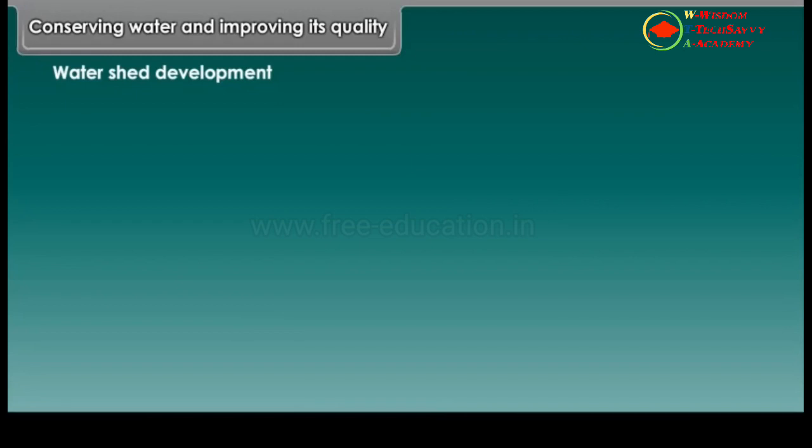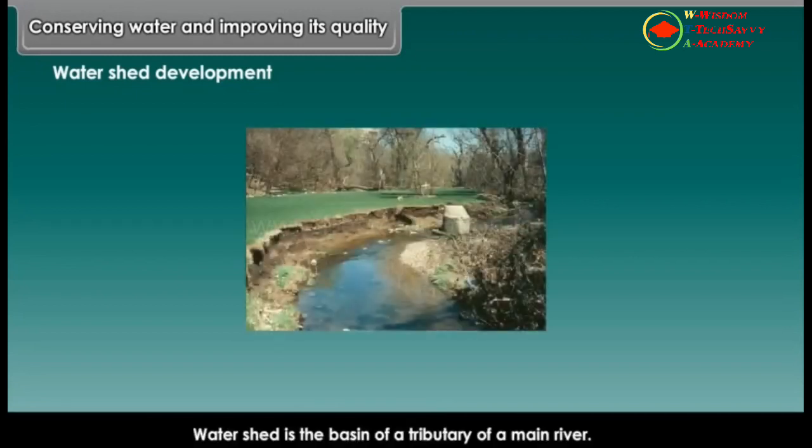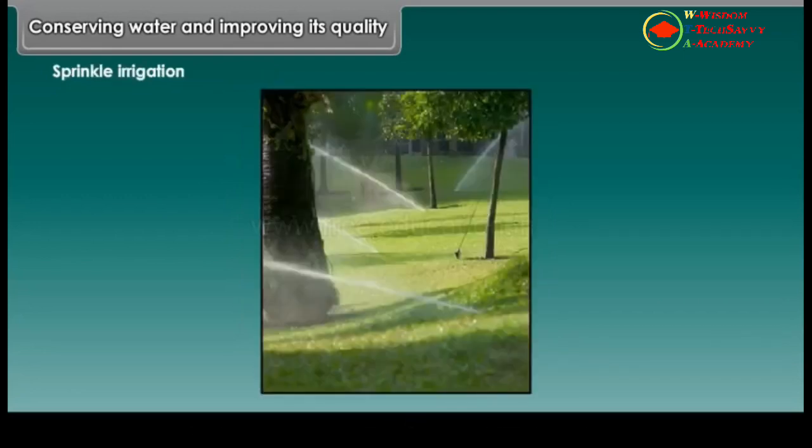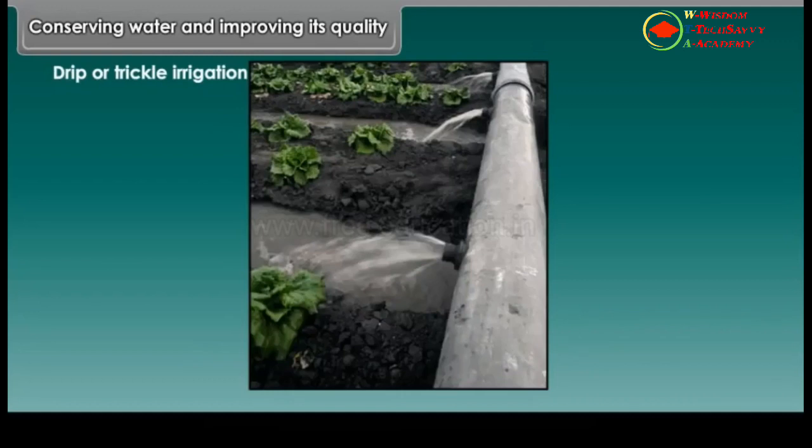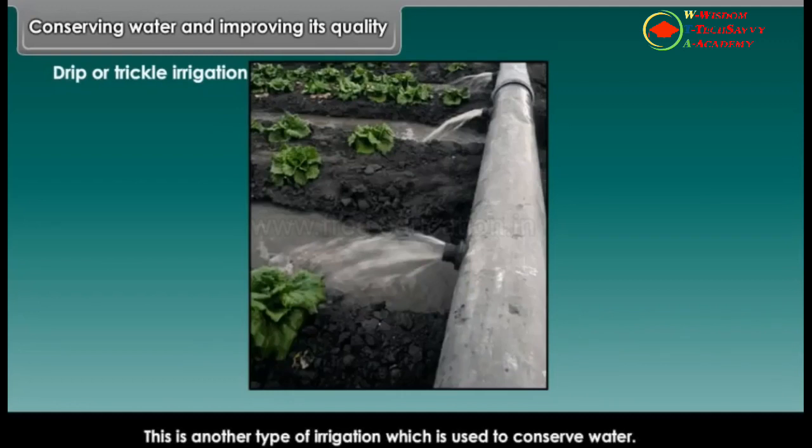Many houses are built near the tank to keep the house or rooms cool in summer. Watershed development. Watershed is the basin of a tributary of a main river. Sprinkler irrigation. It is the most effective and efficient tool of irrigation. Drip or trickle irrigation. This is another type of irrigation which is used to conserve water. Water is supplied to plant roots through underground pipes.